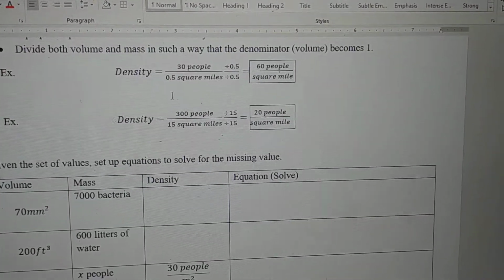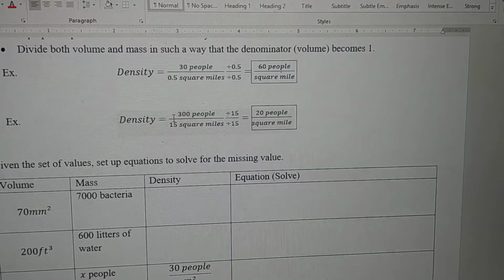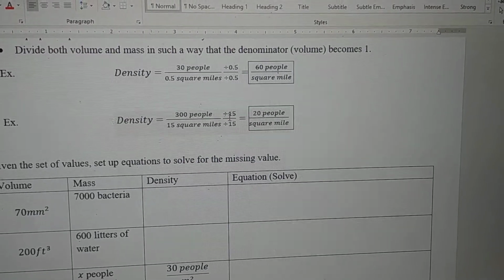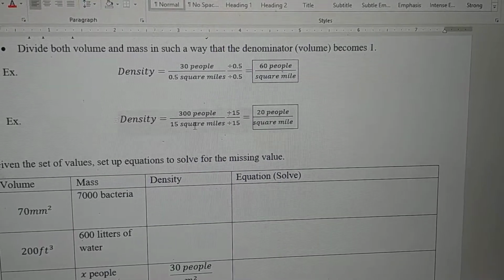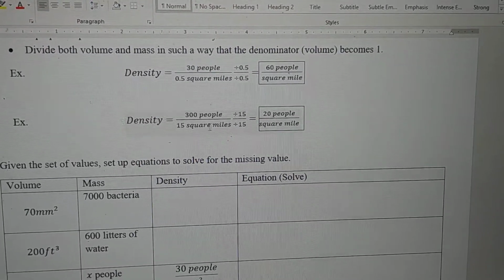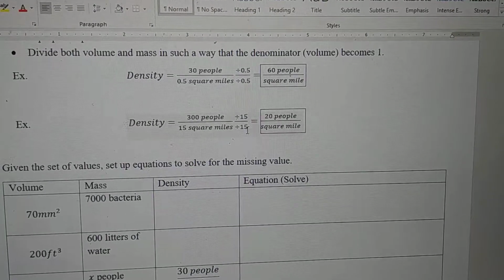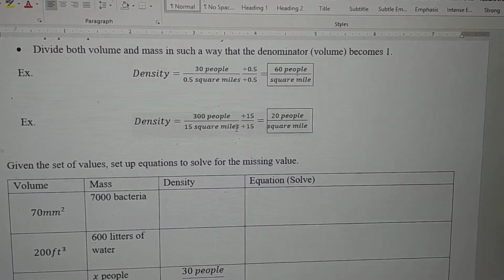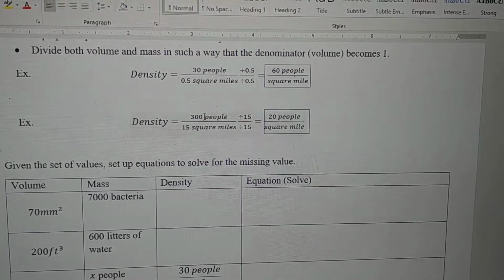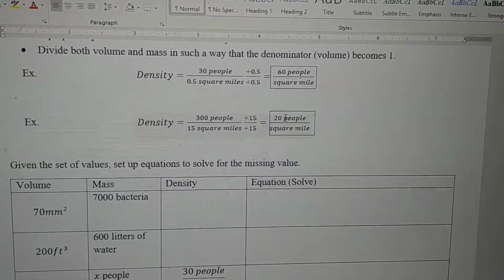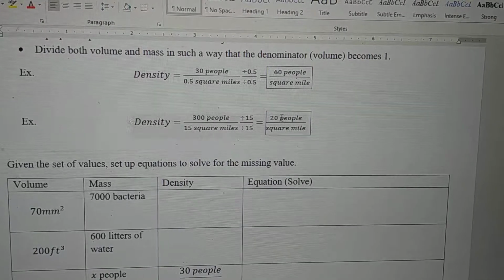Same with the second example. I have density equals 300 people divided by 15 square miles. What can I divide 15 by to make it 1? Well, 15 divided by 15 gives me 1 square mile, and 300 divided by 15 gives me 20 people. So the density is 20 people per square mile.